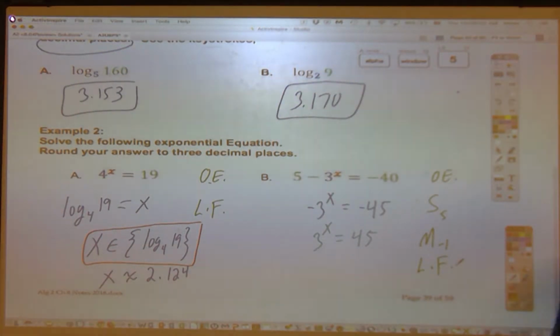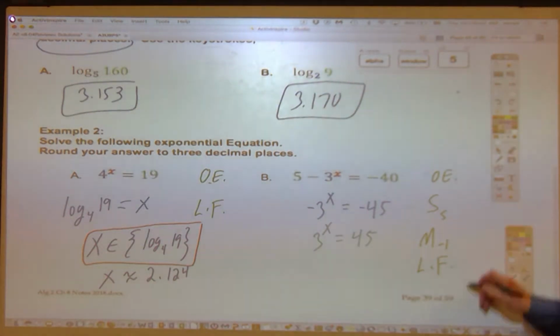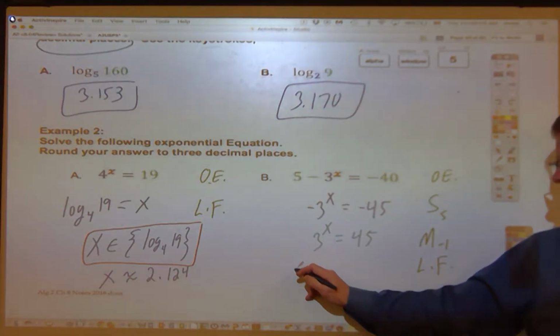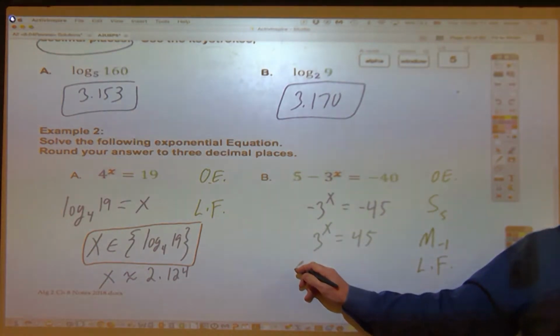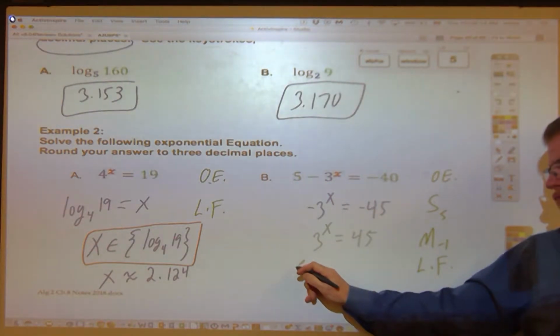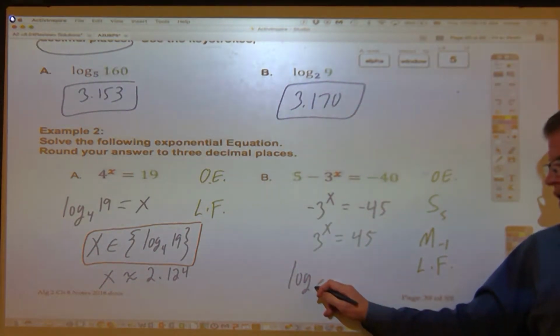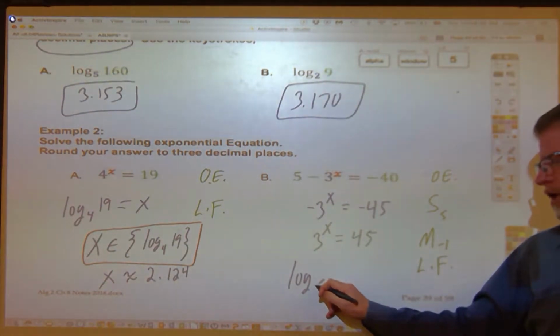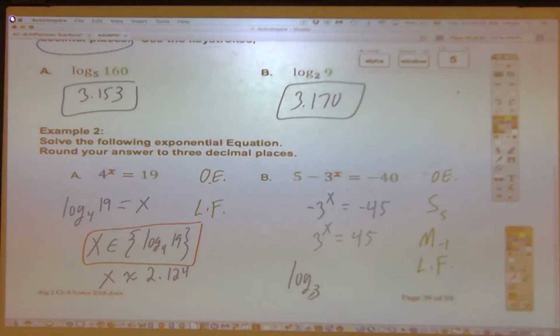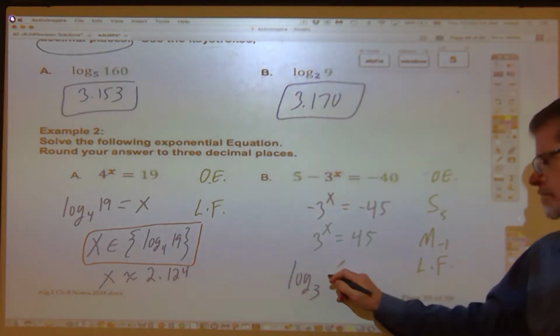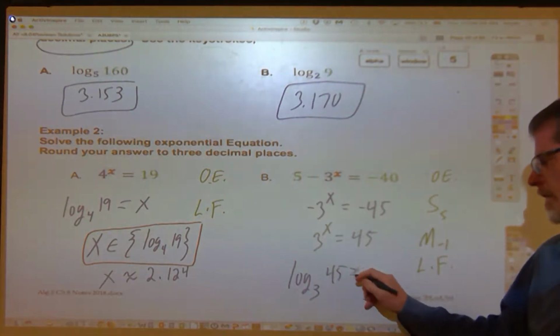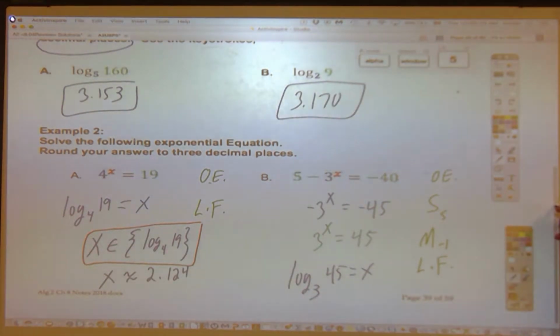And what is the log form in this case? Help me out with that one, please, Gerald. Log base 3, and then 45 equals x. Yeah, so far so good. That's it, we solved it. The solution to this equation is log base 3 of 45.